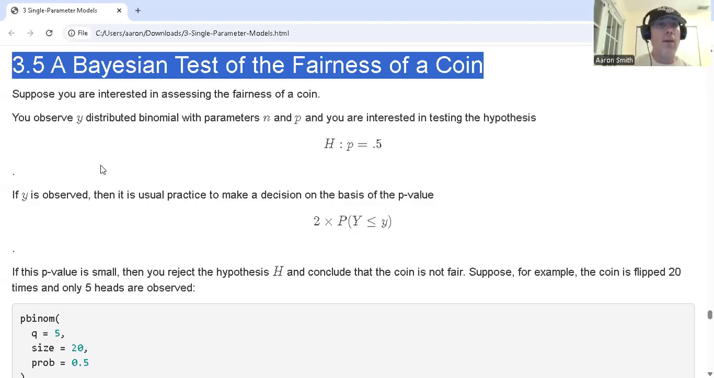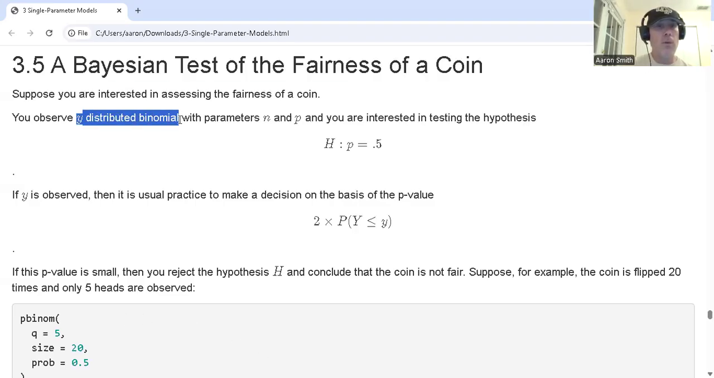We're going to observe y distributed binomial observations with parameters n and p, and we're interested in testing the null hypothesis that the probability of heads is equal to 1/2. This is a fair coin. If y is observed, then it is usual practice to make a decision on the basis of the p-value. Here, we can set this up as 2 times the tail probability that we observe. If this p-value is small, then in classic hypothesis testing, we're going to reject the null hypothesis in favor of the alternative and conclude that the coin is not fair.